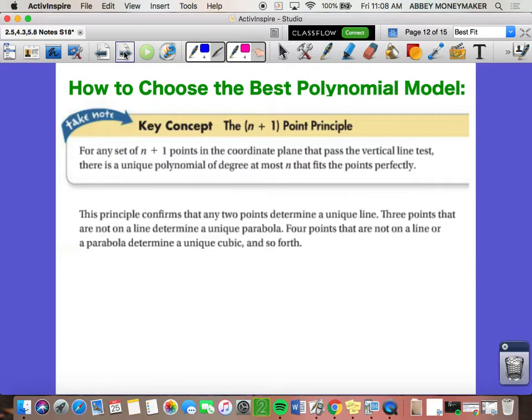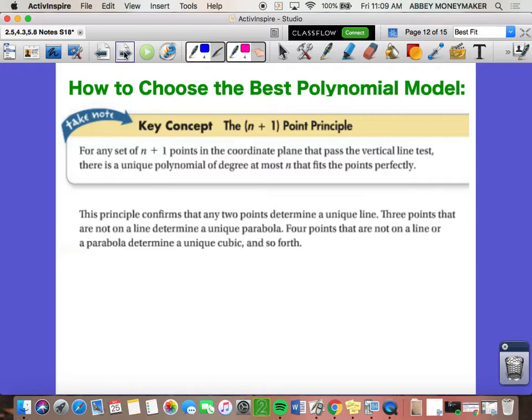So, we just talked about, we looked at the R and the R squared, right, to determine which one is the best polynomial. But there is somewhat of a rule to choose the best polynomial. That is called the n plus 1 point principle. For any set of n plus 1 points in the coordinate plane that pass the vertical line test, there is a unique polynomial of degree at most n that fits the points perfectly. That is a little confusing, yes? Maybe. So let's break it down.